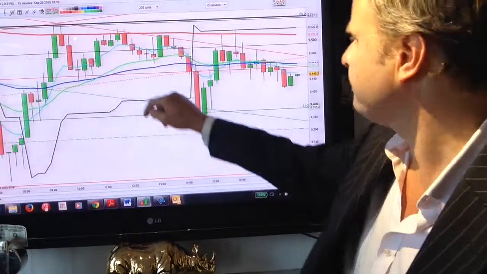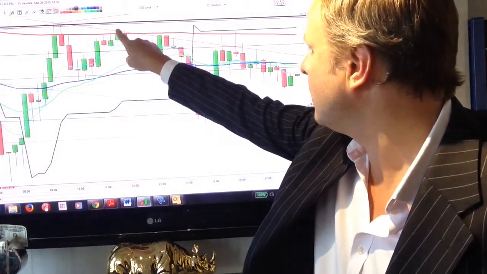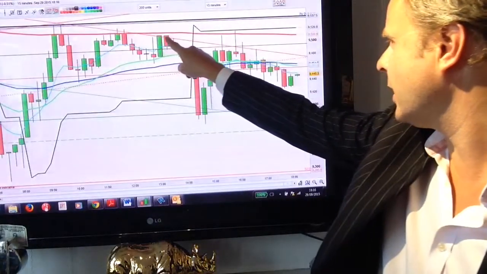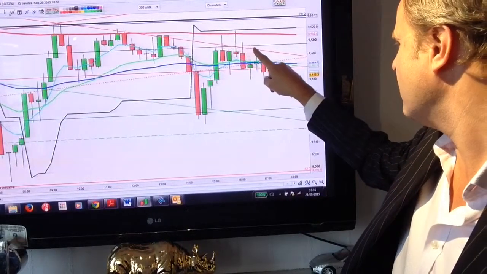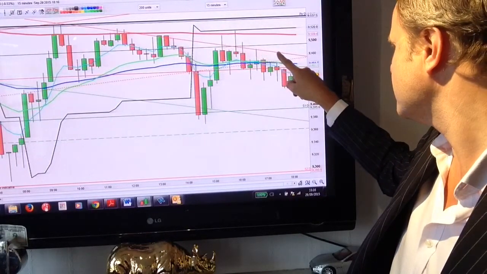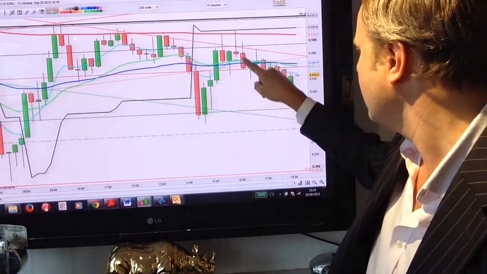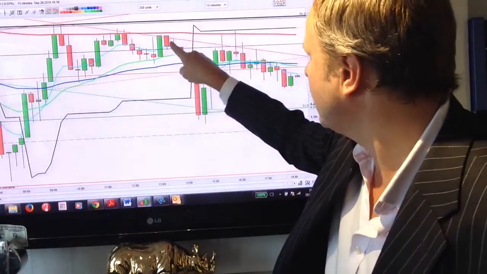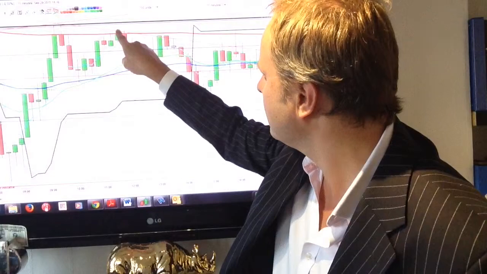My stop, you see that candle there? That's where the stop would have been. You can see this red diagonal line is where more resistance happened. So you can see a little test there, a test there, a test there, same there. You can see how it's just kept in line with that, and my stop was up here.